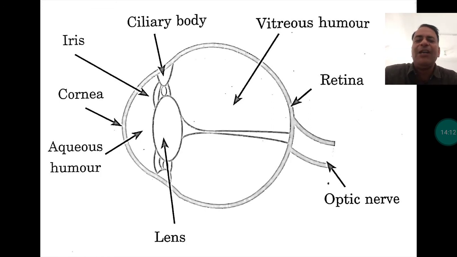All right, that was something about human eye. We will be discussing in the next lecture about the faults or the diseases or defects, to properly call it, of human eye in the next lecture.